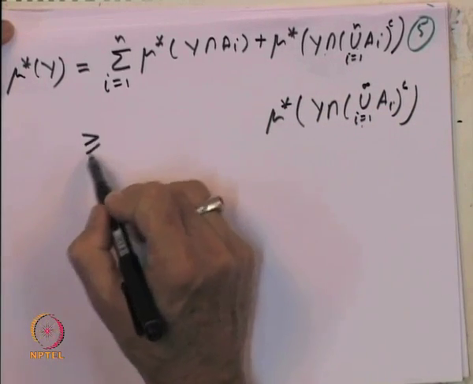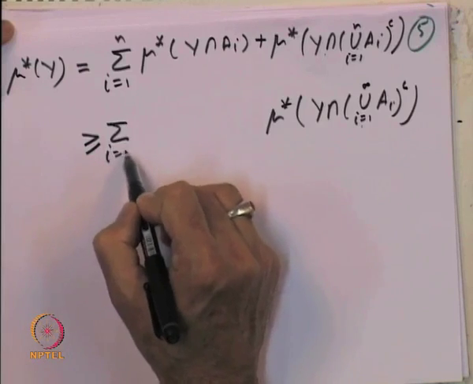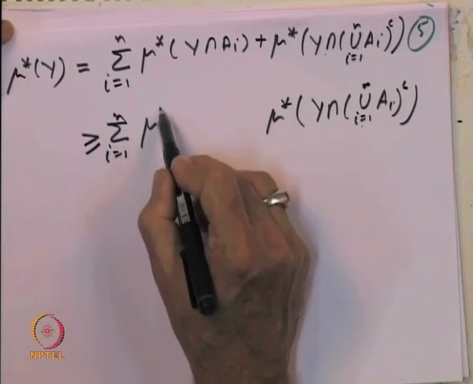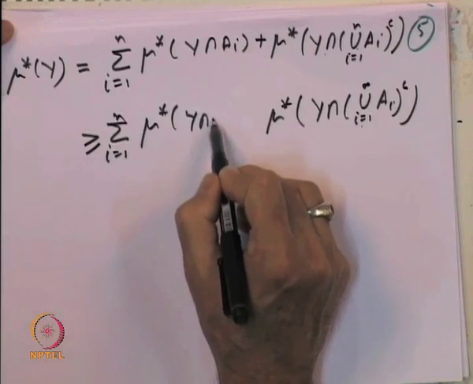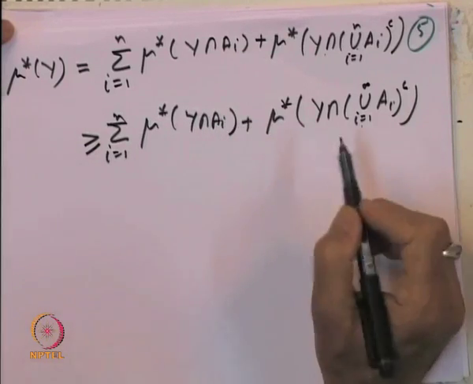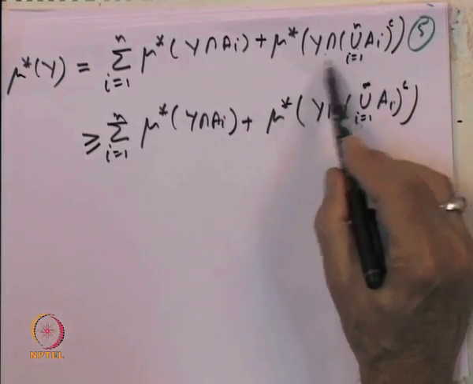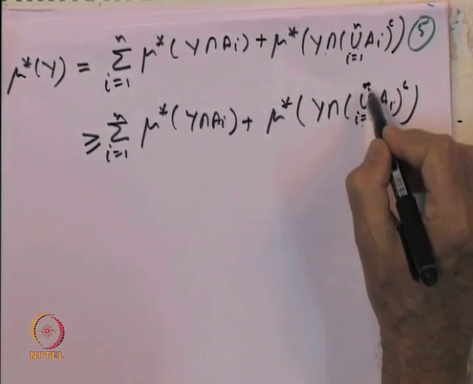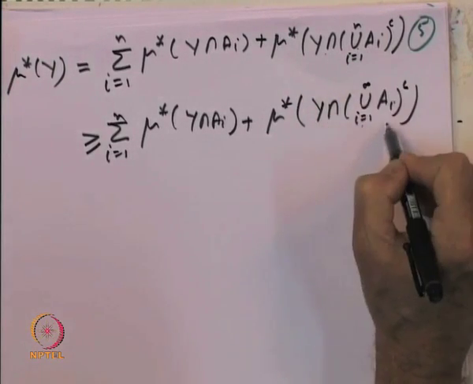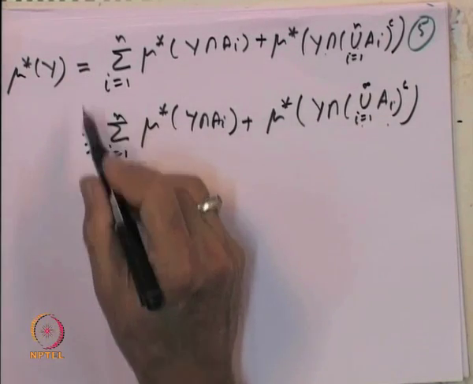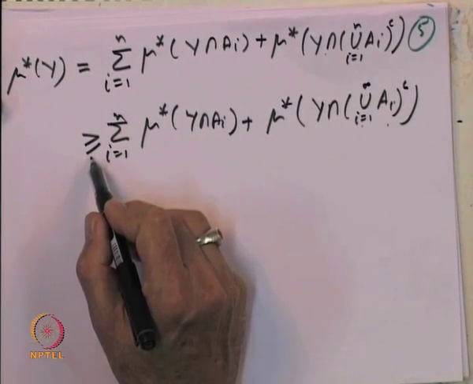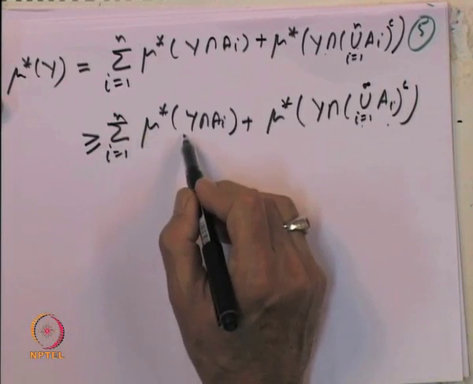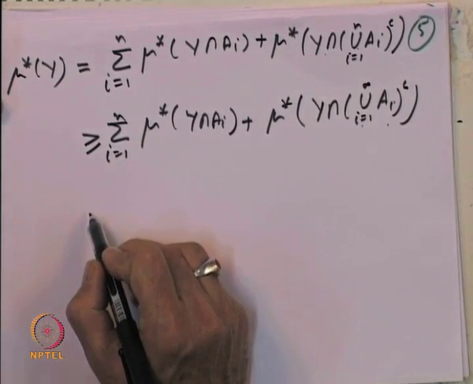So, this will be bigger than or equal to the summation i equal to 1 to n of y intersection A i, plus this. So, what we have done in the second term, where it was union 1 to n, I have taken union 1 to infinity, and because of the complement this term will be smaller. So, instead of equality I have got the inequality, and this happens for every n. So, I can let n go to infinity.